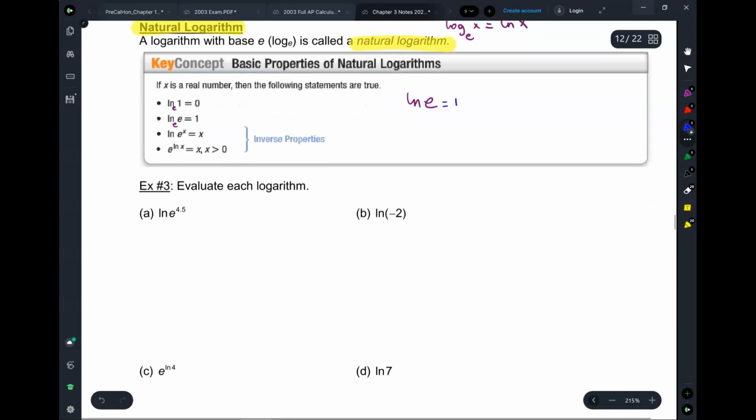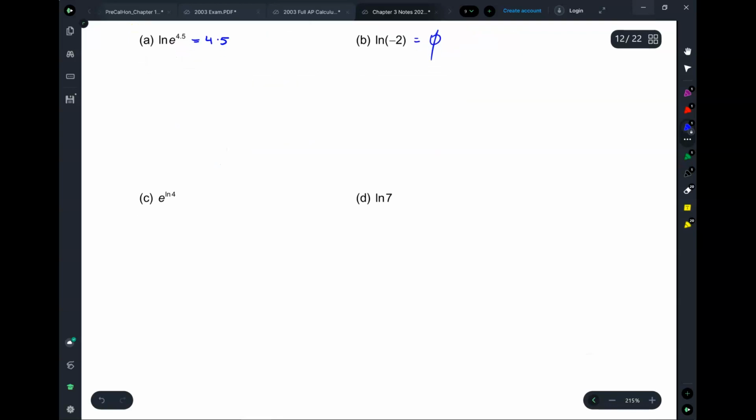Okay. And these properties are the same as what we had before. So, what should we get here? 4.5. Agreed? Because it's ln of e to the 4.5, just 4.5. Whenever you see ln and e together, they kind of make each other go away. They're inverses of each other. Okay, what's ln of negative 2? No solution. What's e to the ln of 4?